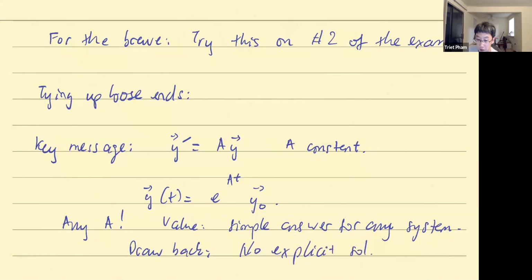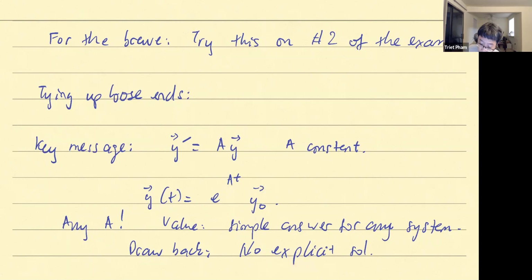Of course, the drawback or disadvantage is no explicit solution. In other words, people would not appreciate it when you write this down for them, because what does it mean? What are the numbers? What are the values? But if you understand the mathematical content behind this, it's not really an empty answer. It's just not explicit, okay?